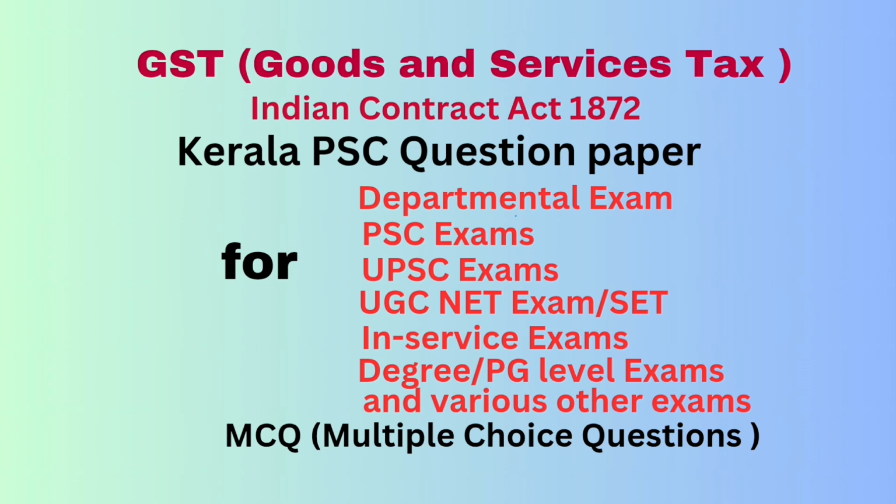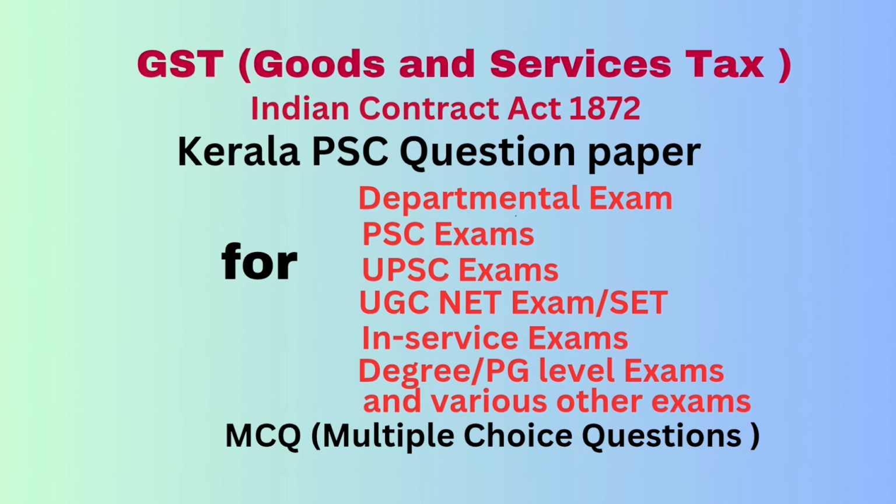Answer: debit note. Question number 21. A GST registered person is required to retain the books of account until the expiry of dash months from the due date of furnishing annual return. Correct answer: 72.